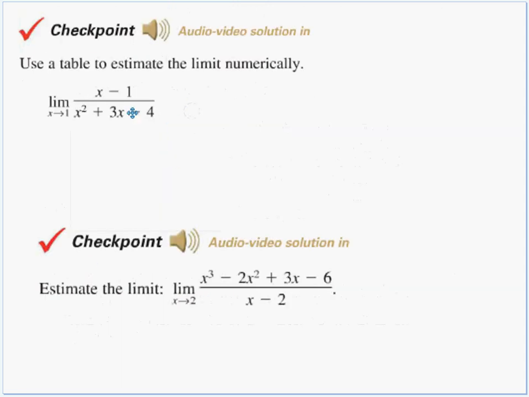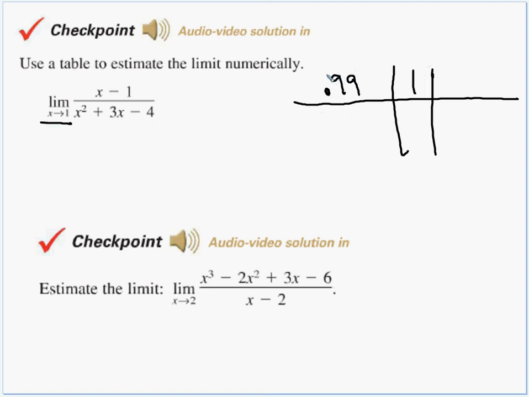Okay. Here's a couple for you to try, couple checkpoints. Again, if you don't have a TI-89 at home, here we're approaching positive 1. So 1 is the number that we're investigating. Just try 0.999 or 0.99, which might be enough to get it to work. And then on the other side of 1 would be 1.001. For the second one here, our approach number, the number that we're investigating, is 2.